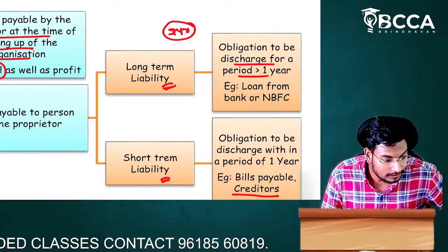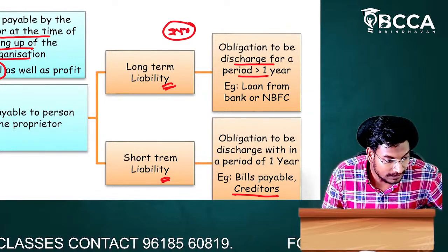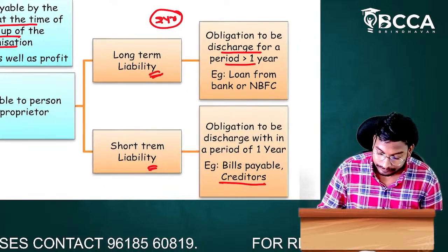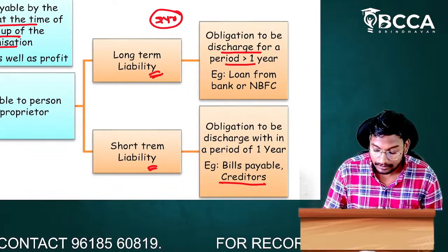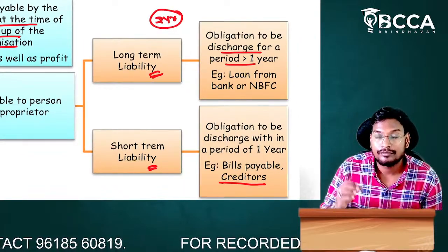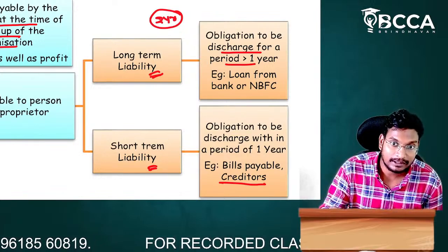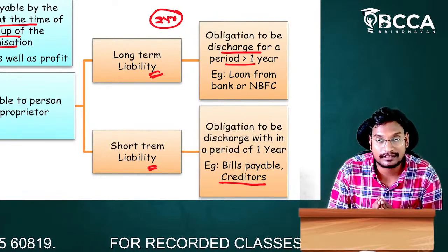Sir, what is the long-term liability? We will explain again. Okay, sir. I will explain again, sir. Long-term liability means we are obligated to discharge that liability after 1 year. We have an obligation to discharge the liability after 1 year.